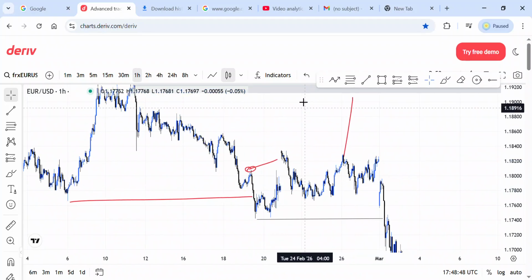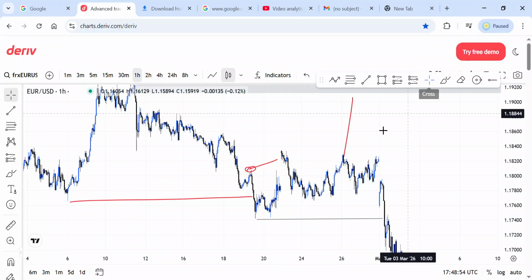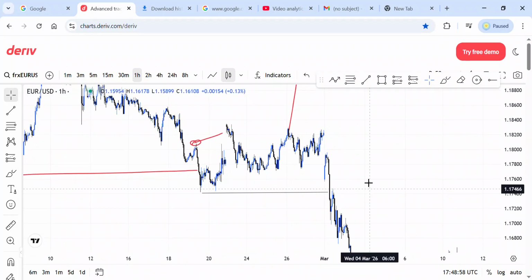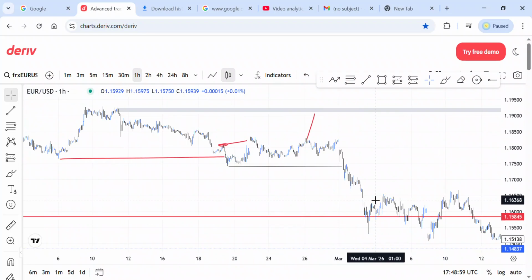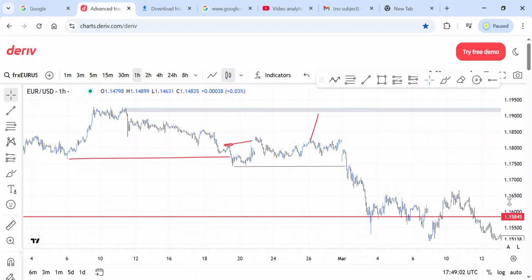Market doesn't really need to go back to the order block to mitigate it before selling. Okay, so that is how we see a breakout to the downside. That is how we see a breakout to the downside.